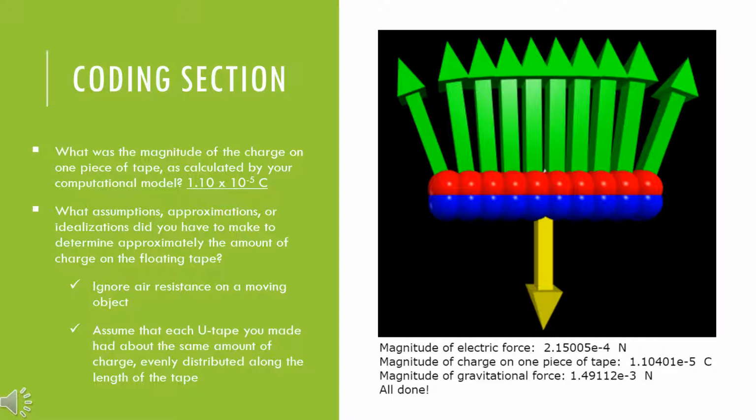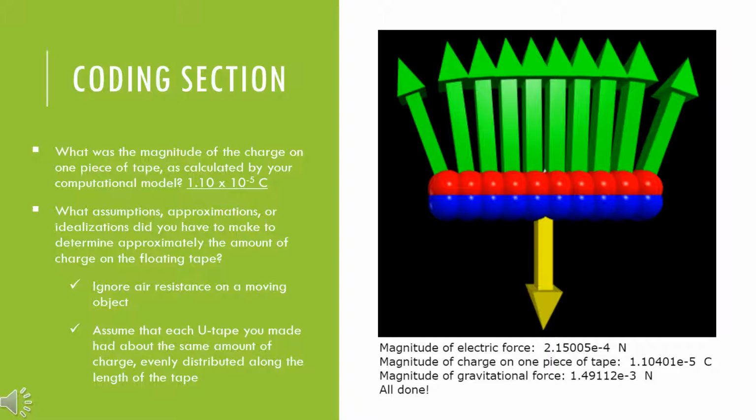Moving on to the coding section, I used the computational model to find the partial force on each section of the top tape due to the charge of each section of the bottom tape. Using Coulomb's law, along with the net electric force on the top tape, which was yielded by superposition of all the partial forces, I found the charge on one piece of tape to be 1.10 times 10 to the negative 5 coulombs.